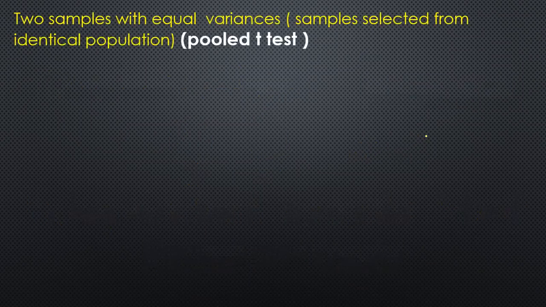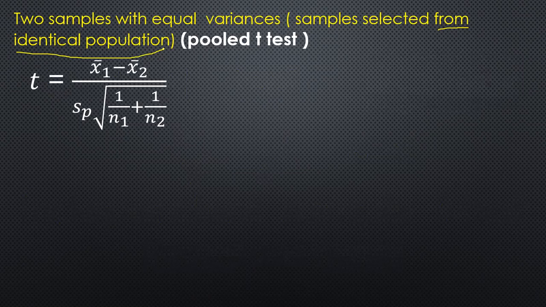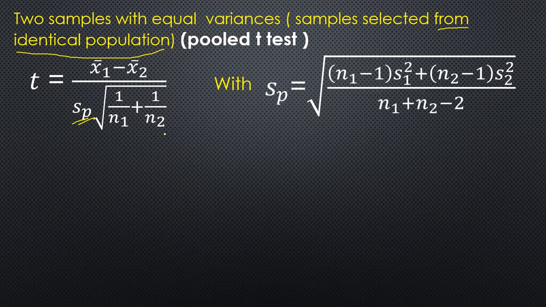So first of all, we should understand what it actually is. Whenever two samples with equal variances are selected from identical populations, we are going to use the pooled t-test here. Now, the formula we are going to use here is t is equal to x1 bar minus x2 bar divided by sp times the square root of 1 by n1 plus 1 by n2. Here, what is this sp? It's nothing but the combined standard deviation. So we call it the combined standard deviation here.